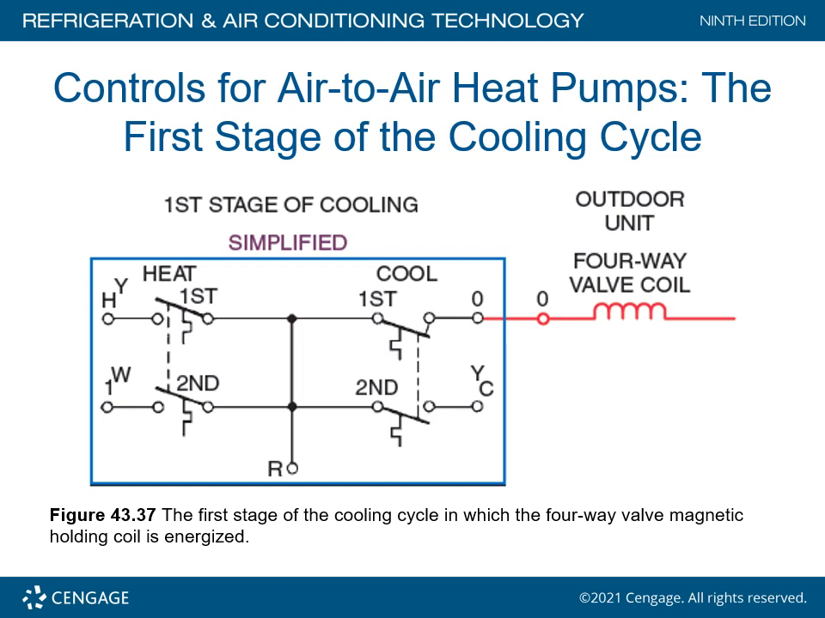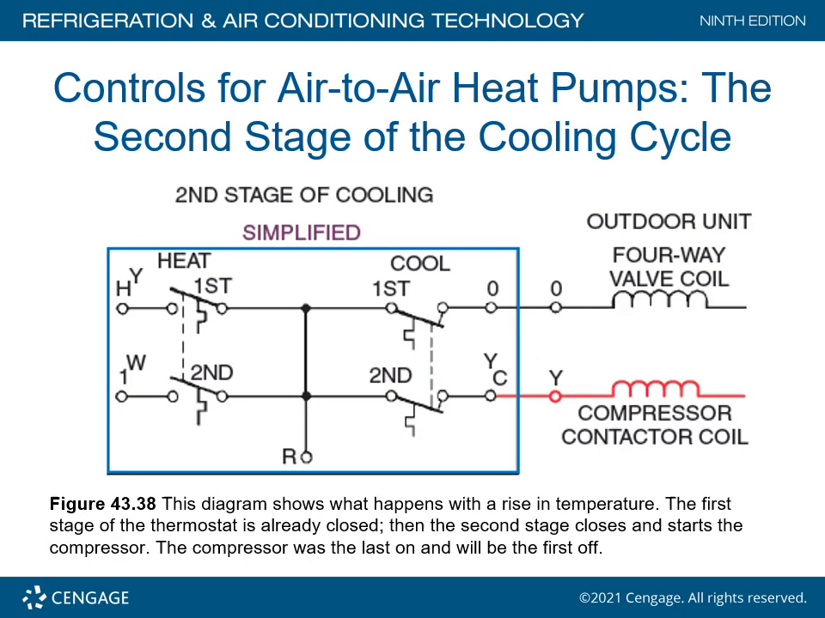Some heat pumps have a different compression. You have two compressors, two windings. In this case, it appears that you're energizing the four-way valve coil, and then you're energizing the cooling because they're mechanically linked. Controls for the air heat pumps and second stage of the cooling cycle. Here we have the first stage, where we're going to energize the four-way valve coil, and then of course the mechanical linkage internally, electronically. Second stage, we're now going to close this circuit, and basically the compressor contactor comes in.